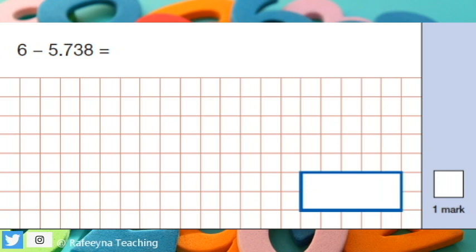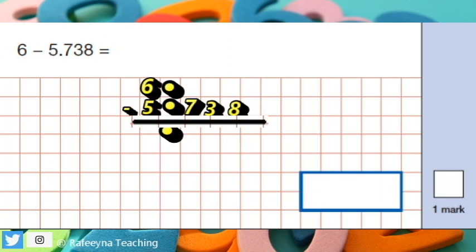For this question, I'm going to walk you through using column subtraction. So the first thing I'm going to do again is add my decimal points and ensure they are aligned. I'm then going to write the numbers around the decimal point. So I should have 6 point and minus 5.738. I'm then going to add placeholders where there are no digits.